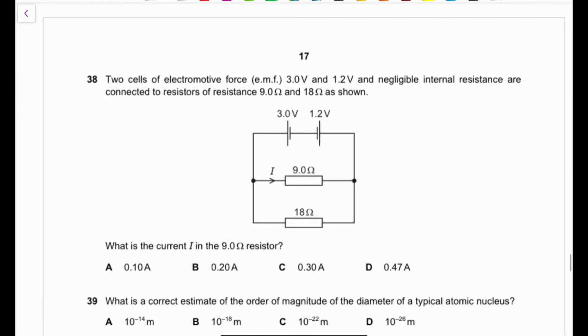Moving on to question 38. We've been given two cells which have EMFs of 3 and 1.4, and we've been asked to find the current in the 9 ohm resistor. We've been given that they have negligible internal resistance, and they're connected to resistors of resistance 9 and resistance 18. So how do you go about this one?